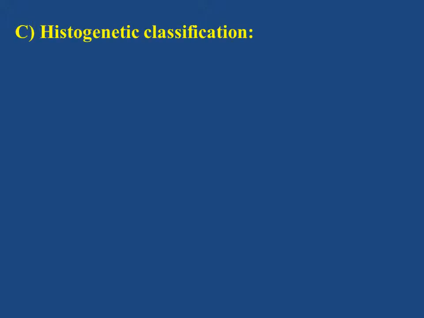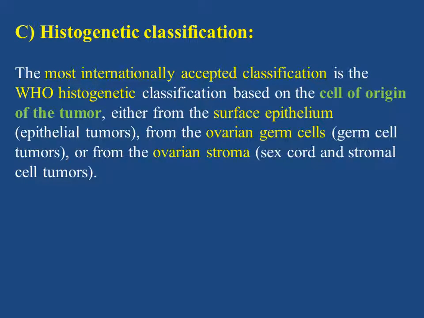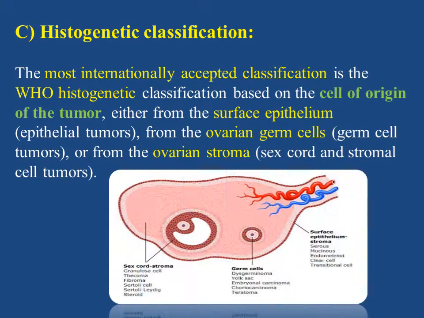The third classification, and this is the internationally accepted classification, is based on the cell of origin of the tumor. If it's coming from the surface epithelium of the ovary, we call it epithelial ovarian tumor; from the ovarian germ cell, we call it germ cell tumor; or from the ovarian stroma, we call it sex-cord stromal tumor. So it's either from the surface epithelium of the ovary, from the germ cell, or from the stroma.